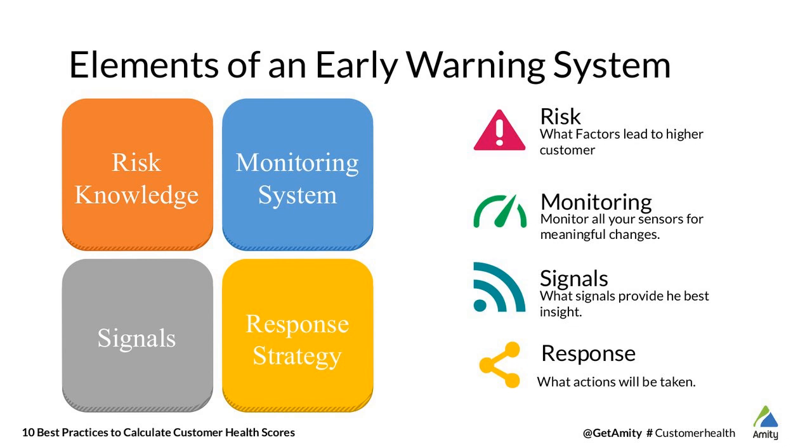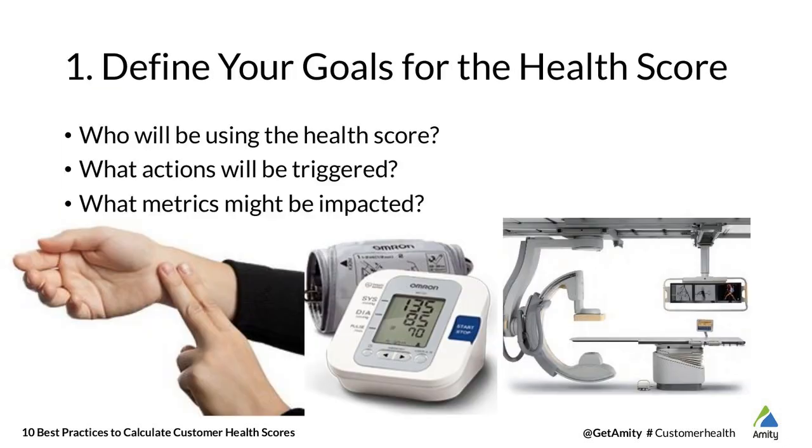Okay, so that's the background about early warning systems and health scores. So let's dive right into the 10 best practices. The first practice is to define your goals for the health score, because how you design your early warning system and how you design your health score are going to be determined by your goals.